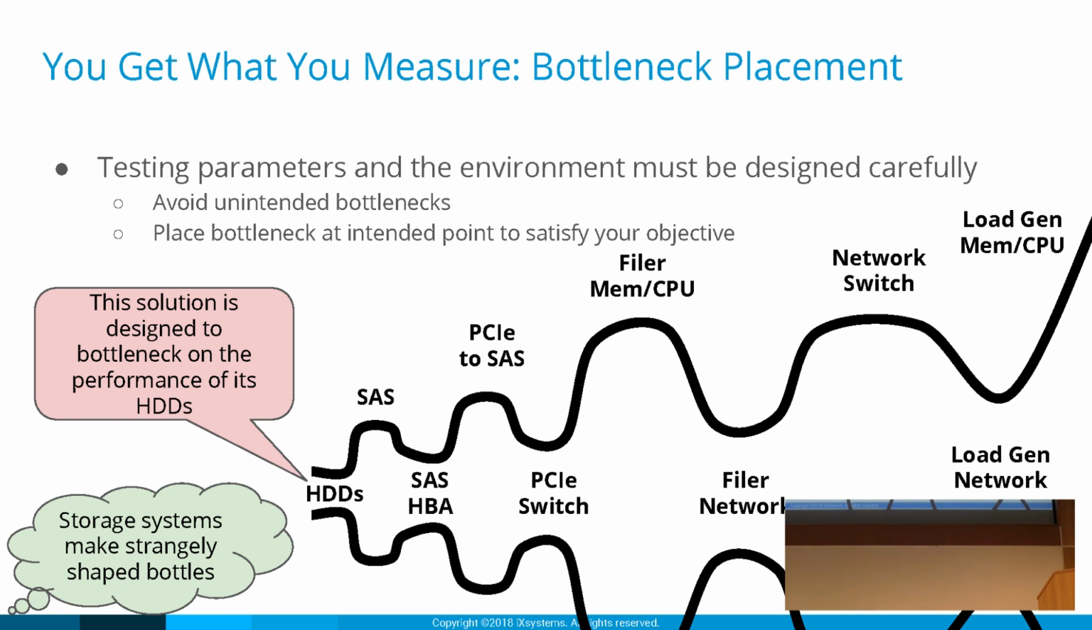So once we traverse the network switch, we encounter another bottleneck here, which is the network on our filer. The filer only has so many network ports on it that we can use, or that we're using in this case. And you can see that we've just barely managed to make the load generator network have more bandwidth capability than the filer's network. So that's good. This is the next bottleneck.